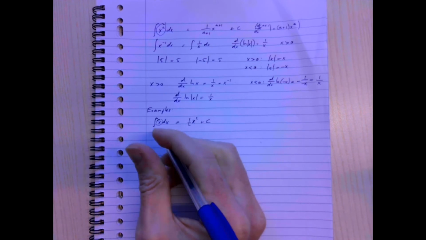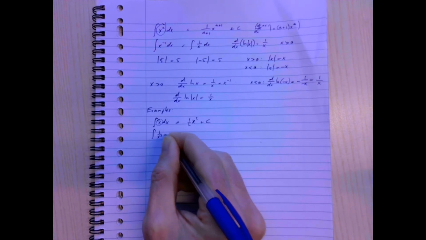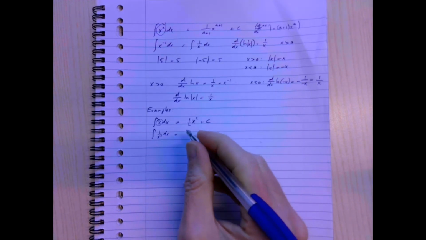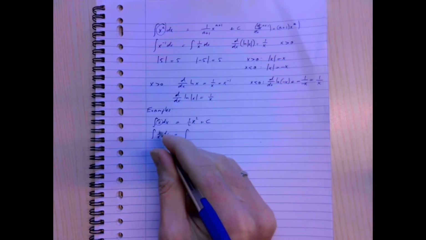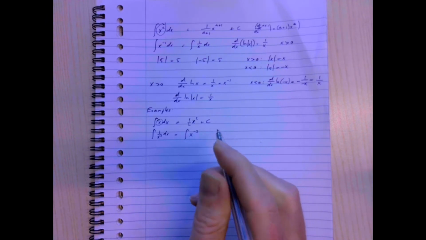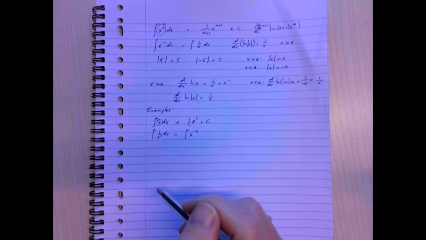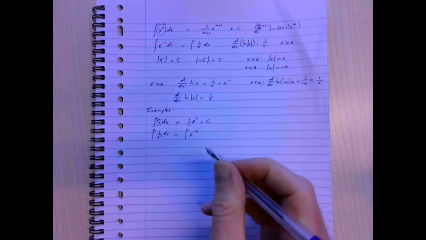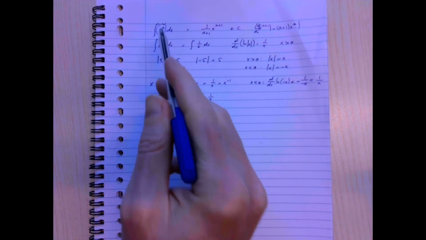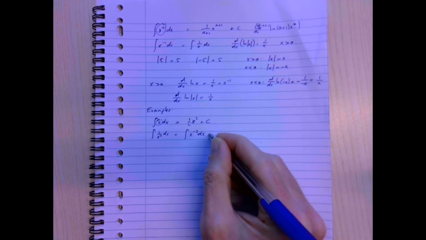So the second example is 1 divided by x to the power 3, x cubed. Is this a power? Yeah, it's a power in the sense that we can rewrite this as x to the power minus 3. So remember, that's the same thing: x to the power minus 3 is 1 divided by x to the power 3, dx. So this again is of this form, x to the power a dx, where a is now minus 3.